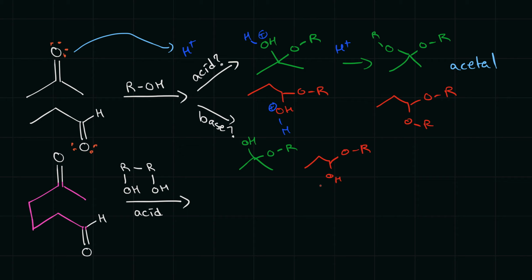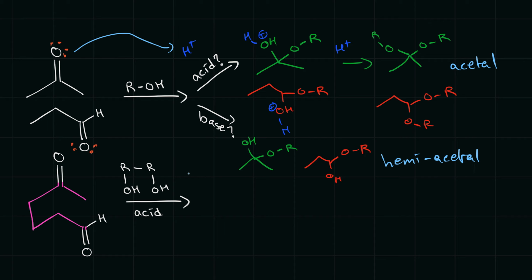Now notice, since it's not in acidic conditions, we cannot further this reaction. Over here, these alcohol groups cannot be removed. We don't have an acid to make them good leaving groups. And so it stops right there. And what they call that is a hemi-acetal, or half acetal, essentially. It's basically only halfway through.